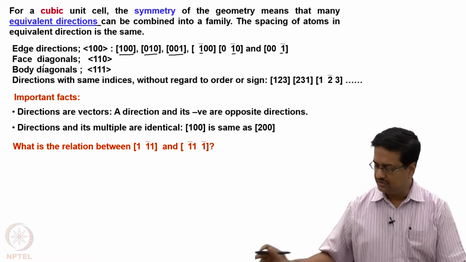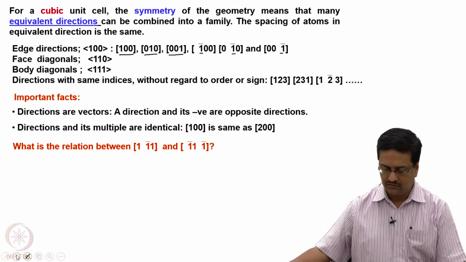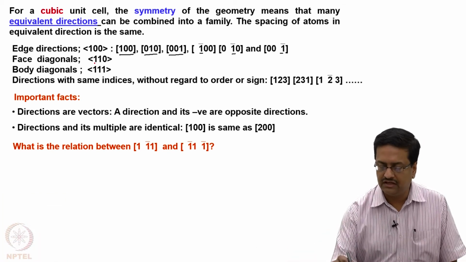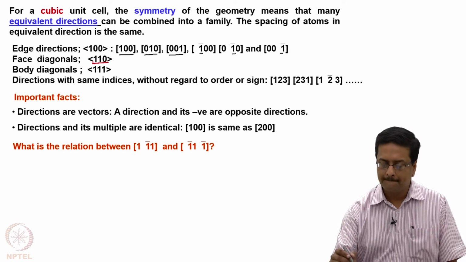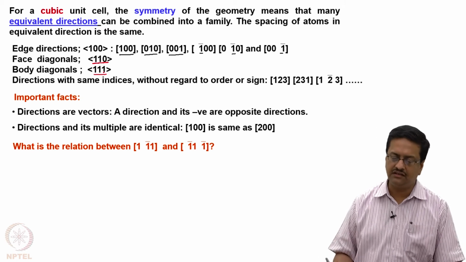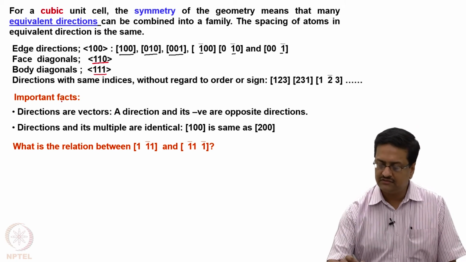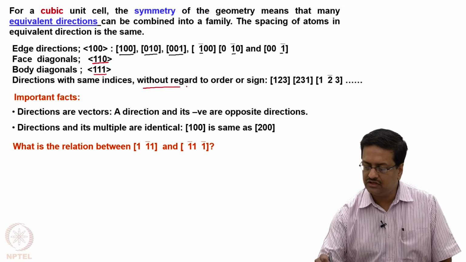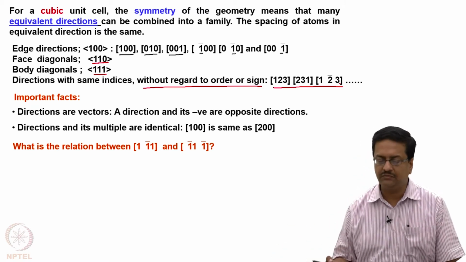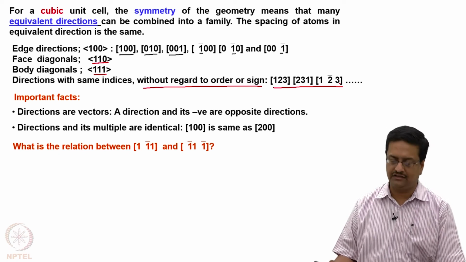The face diagonals will be of the family <1 1 0>, and the body diagonals are of the family <1 1 1> that we already have seen. And directions with the same indices, without regard to the order or sign, can also be classified as equivalent directions.